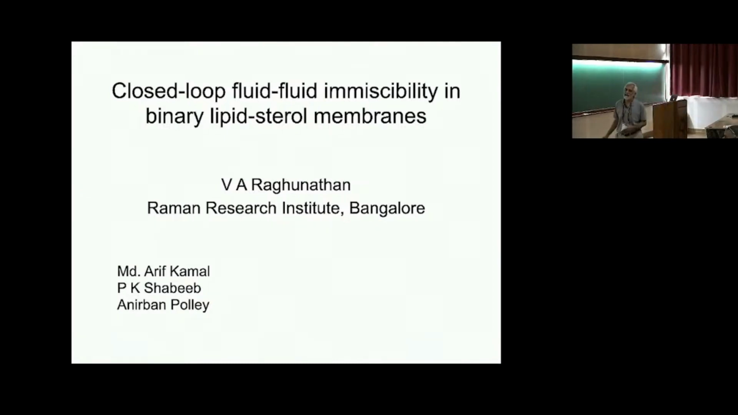Arif did the X-ray diffraction experiments, and Shabib did the optical fluorescence microscopy, and Anirban Poli did all the simulations that I'm going to present. So we have some observations, and we have some computer simulation which suggests a mechanism for this particular phenomenon that we see. So I need to go through some history because this subject has been around for a long time.